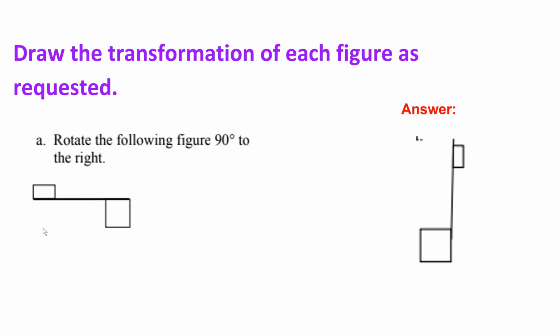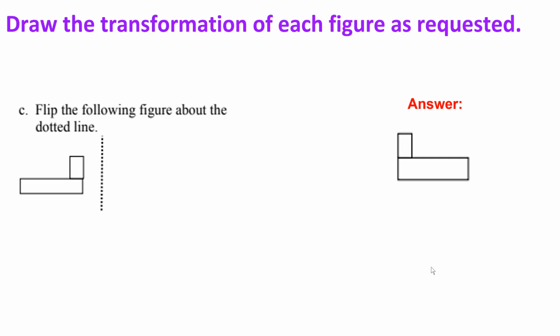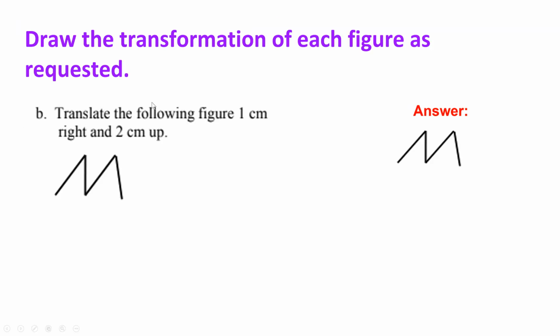But rotate the following figure 90 degrees to the right. So this over here should be right here, if you can see the pointer, and that would be right. And it does make a difference if you have the big square up here and the small rectangle down here. That is technically wrong. Flip the following figure about the dotted line. Very straightforward. This figure should just be right in front of this one, and it is a reflection.